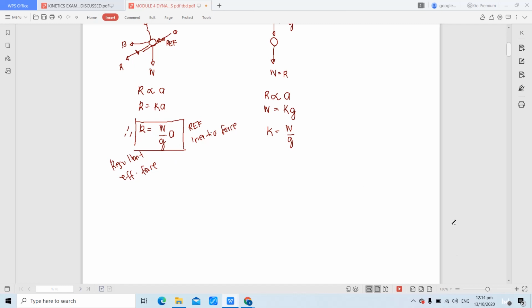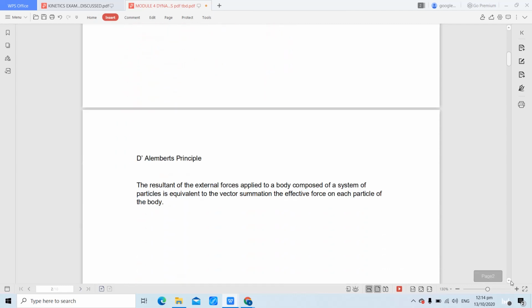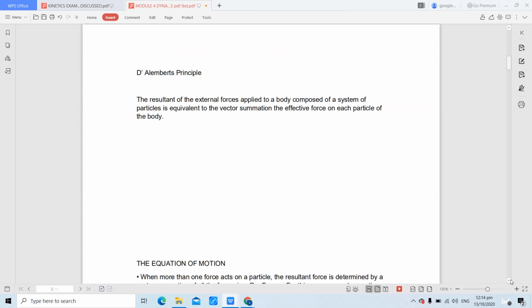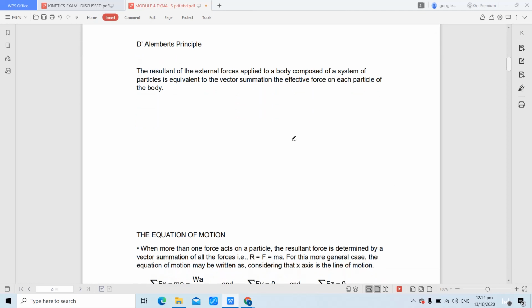Nagets po ba? So now, we have here D'Alembert's principle. D'Alembert's principle, usually gagamit mismo ito kapag yung ina-analyze natin is a system or a body or a system of particles. D'Alembert's principle states that the resultant of the external forces applied to a body composed of a system of particles is equivalent to the vector summation of the effective force on each particle of the body.